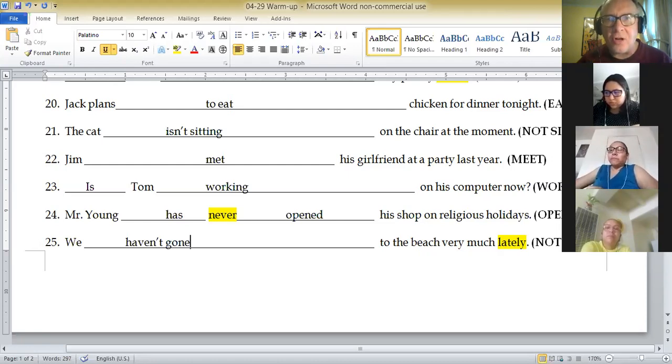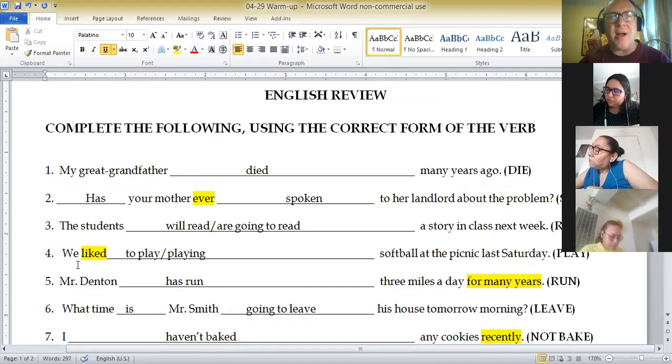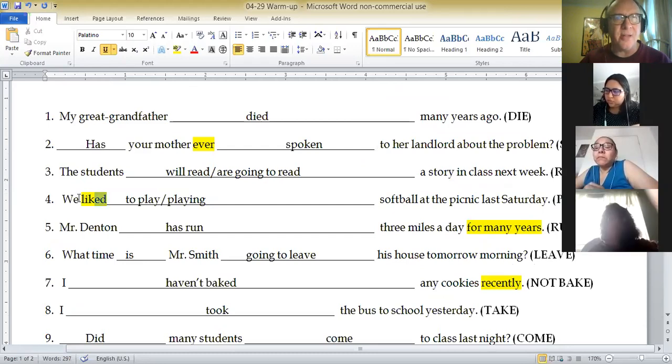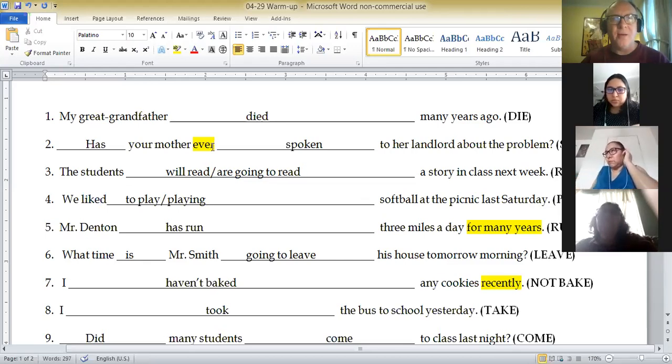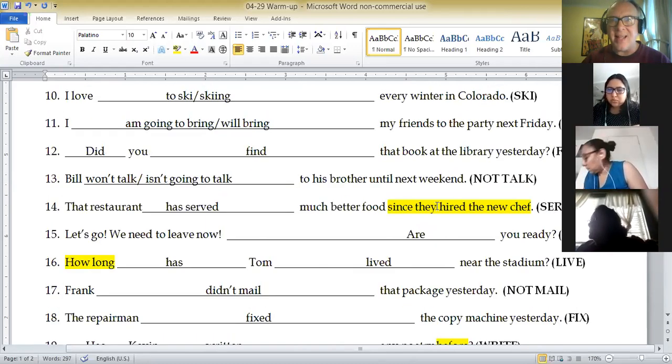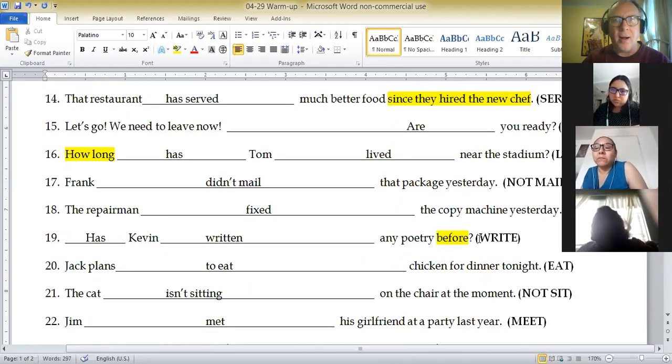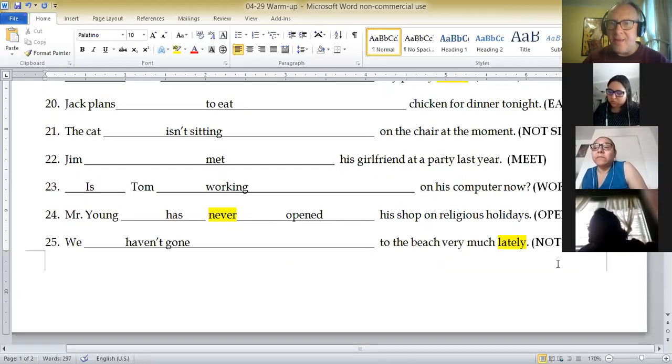All right. So I want you to notice all of the ones that have the yellow highlight. Let's look at the ones with the yellow highlights, right? Ever, for many years, recently, since they hired the new chef, how long, before, never, lately. Those are our key words for present perfect, right? We should be working on memorizing those 11 keywords of present perfect.